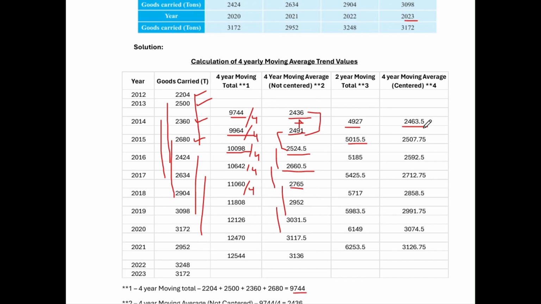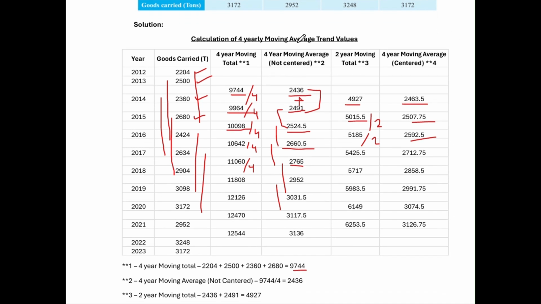So in the first figure we need to calculate 4927 divided by 2, and we will find 2463. 5015 divided by 2: the answer is 2507.75. 5185 divided by 2, then we will get 2592.5. Like this we will calculate for the entire series. So the answer is simple. We need to make a simple table showing the 4-year moving total, 4-year moving average, 2-year moving total and the 4-year moving average, which will be centered. The earlier one is not centered.